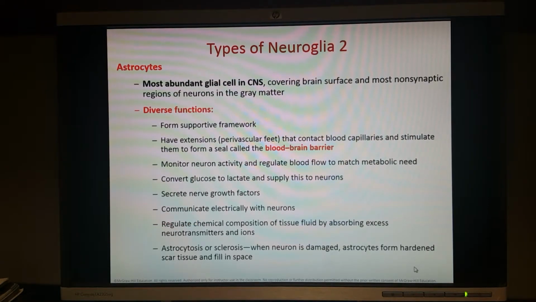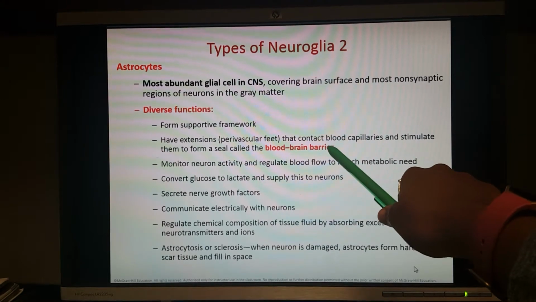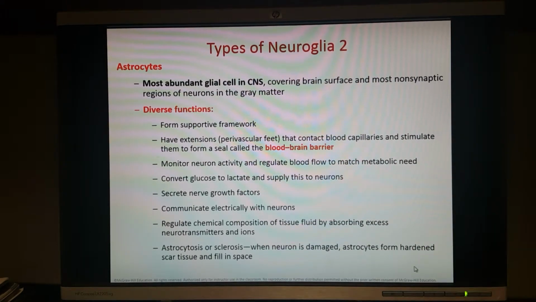The last type of neuroglia are your astrocytes. They're actually the most abundant cell in your central nervous system. They have a bunch of jobs that they do, but what I want you to focus on is that they help create your blood-brain barrier. So your blood-brain barrier helps to protect things from getting into the brain. So again, protecting the brain, making sure it's functioning.